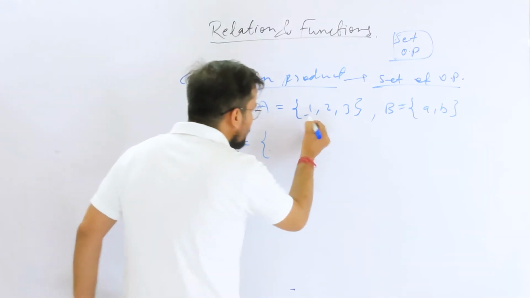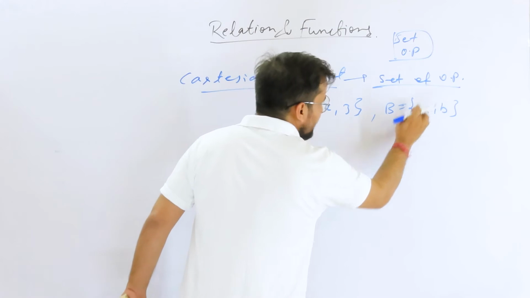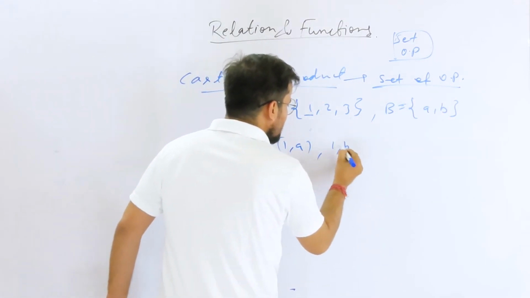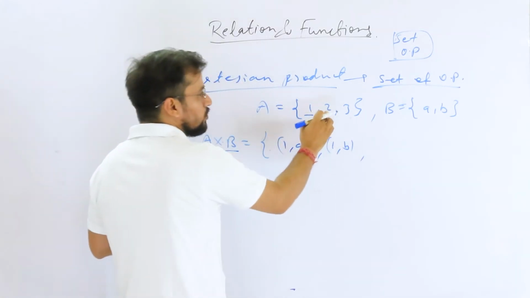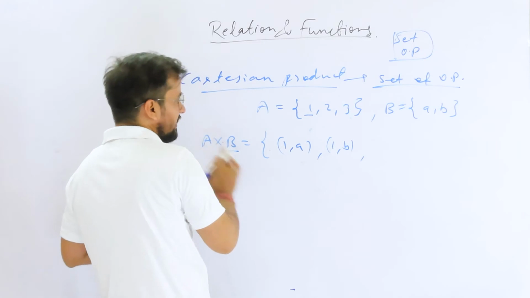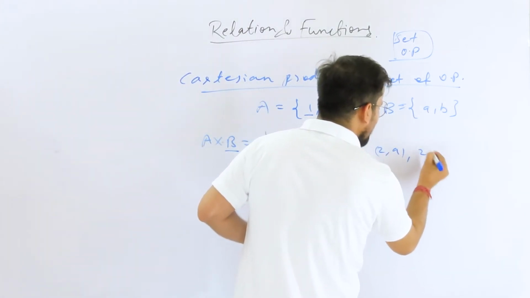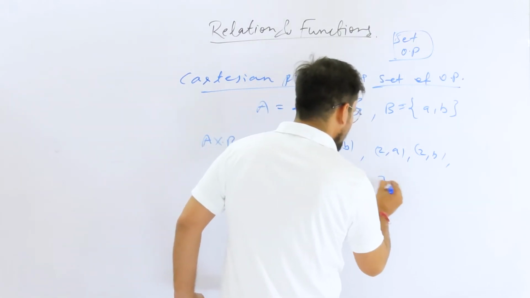So first we take 1, and pair it first with a, then with b: (1, a) and (1, b). Now we take the next element of A, which is 2: (2, a) and (2, b). In the same manner, (3, a) and (3, b).